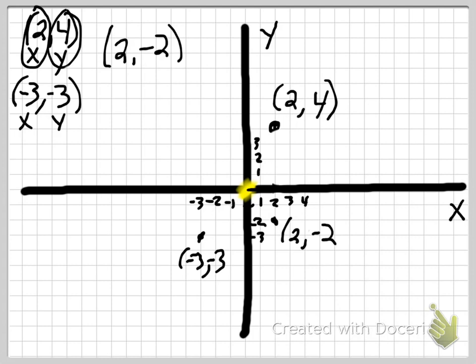2, -2. Let's try one last point. Let's try the point -4, 3. So if I do the point -4, 3, I'm going to start at the origin, at yellow. I need to go 4 spaces to the left, and I'm going to have to go up 3. So -4, 3 is going to put me right about there.